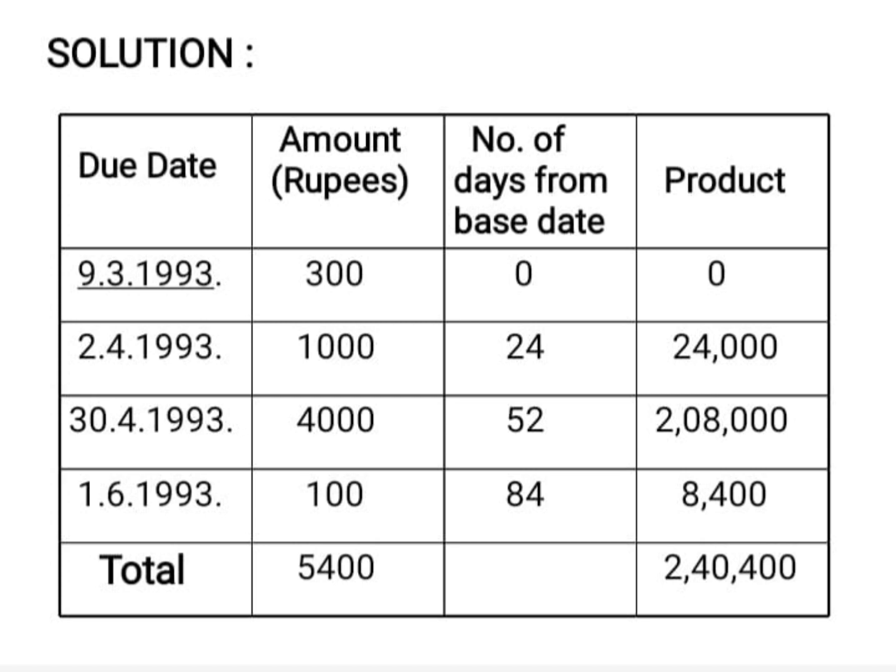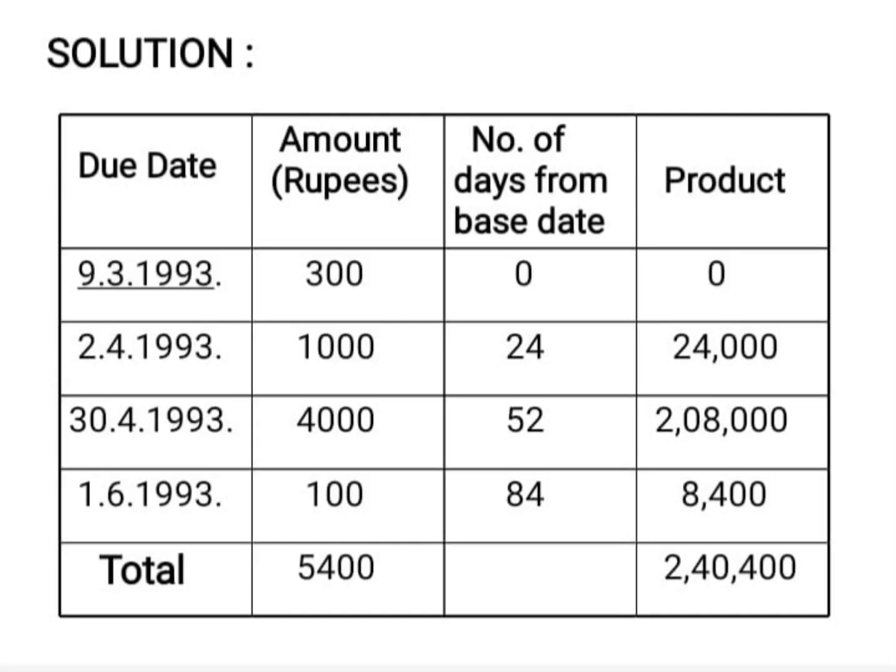In the first column, we have to write the due dates. The first due date is on 9th March 1993. The second due date is on 2nd April 1993. The third due date is on April 30, 1993. The fourth due date is on 1st June 1993. As you write the due dates, write the amounts simultaneously. For March 9, 1993, the amount is 300. For 2nd April, it is 1000. For 30th April, it is 4000. And for 1st June, it is 100.